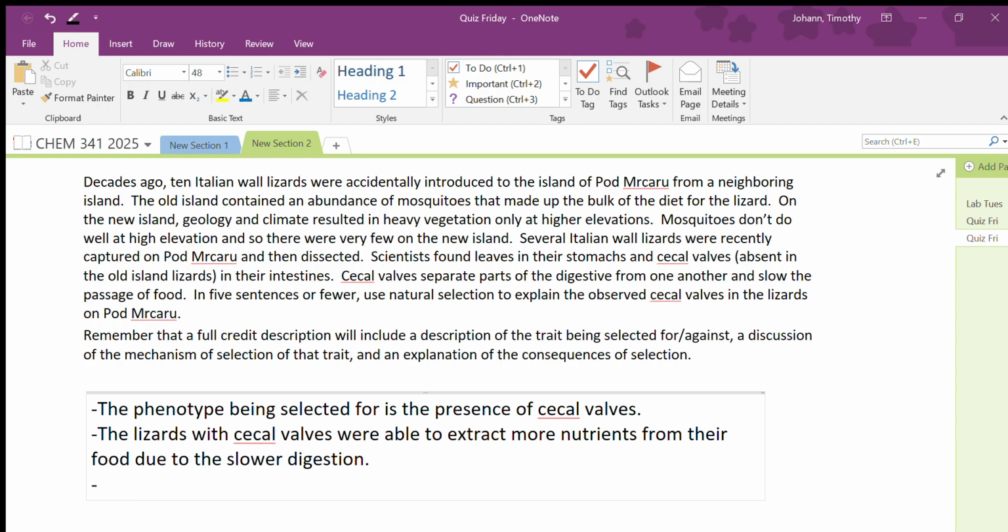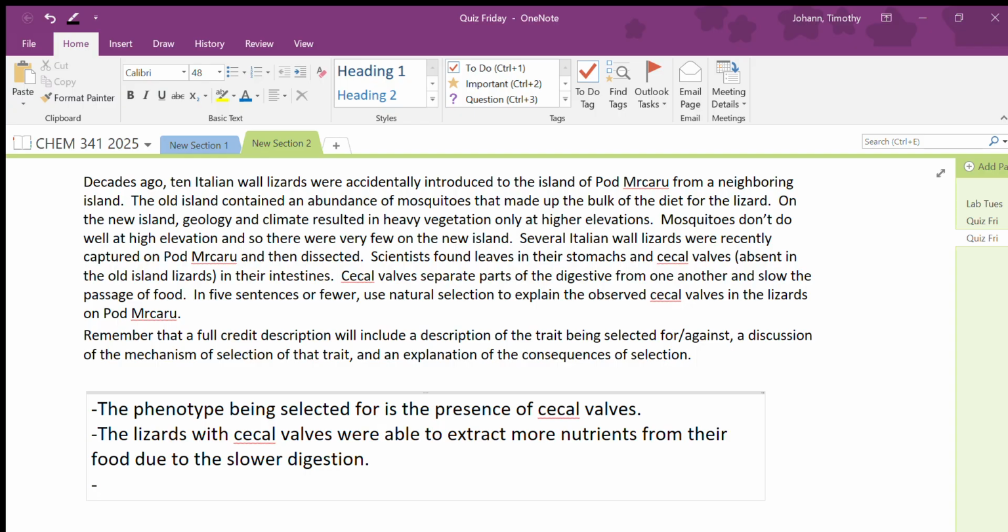Okay, you want to be careful there. This is where you want to be careful you don't talk about somehow natural selection made the cecal valves. Okay, either one of those lizards that got dropped off had cecal valves, or some mutation happened along the way that caused cecal valves to happen, but natural selection didn't. That's not what natural selection does.